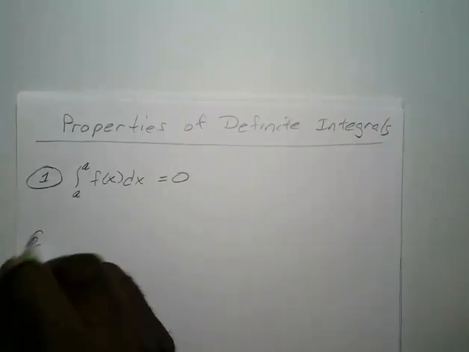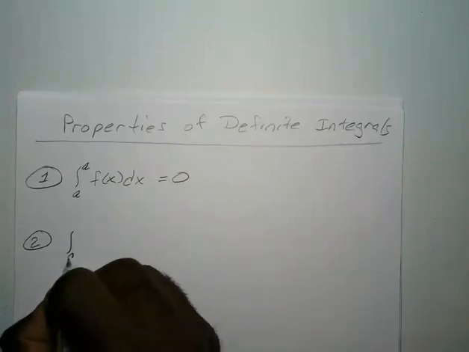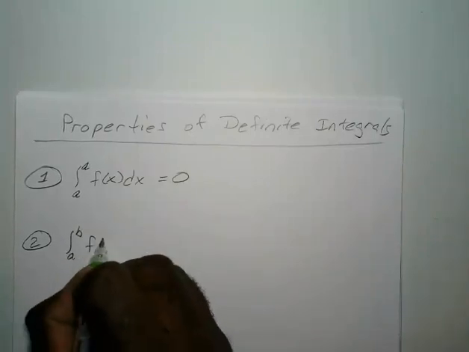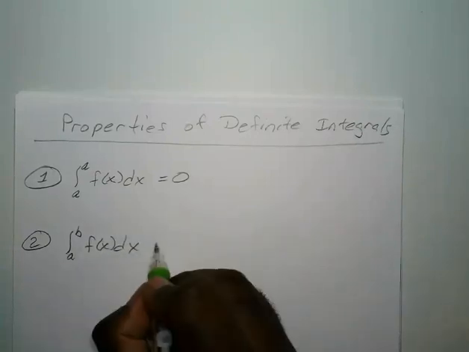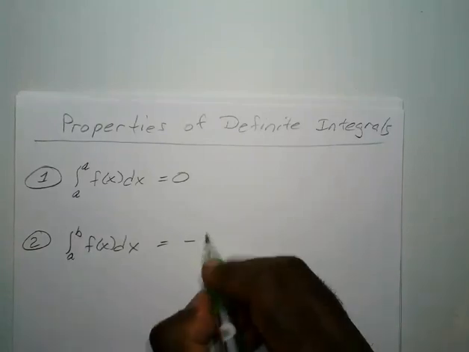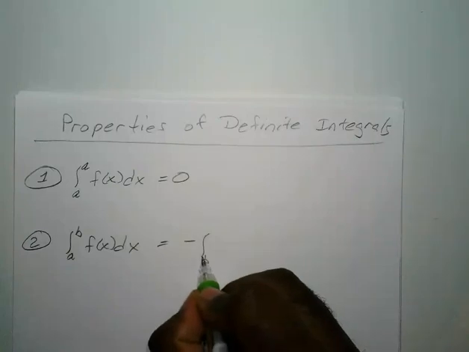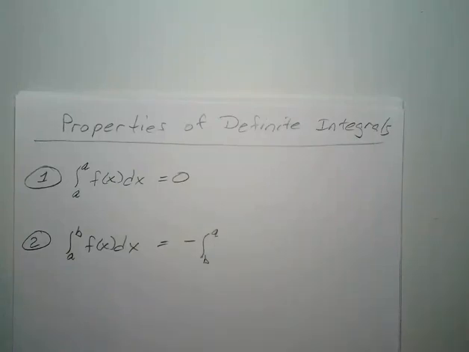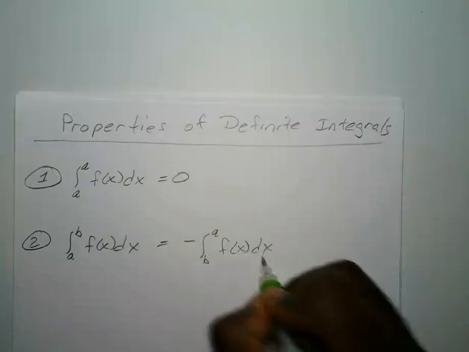Okay, so now our second property is when you have the integral from a to b of some function of x with respect to x, that's going to equal the negative, and you just flip those around. So instead of from a to b, we have from b to a of f of x with respect to x.